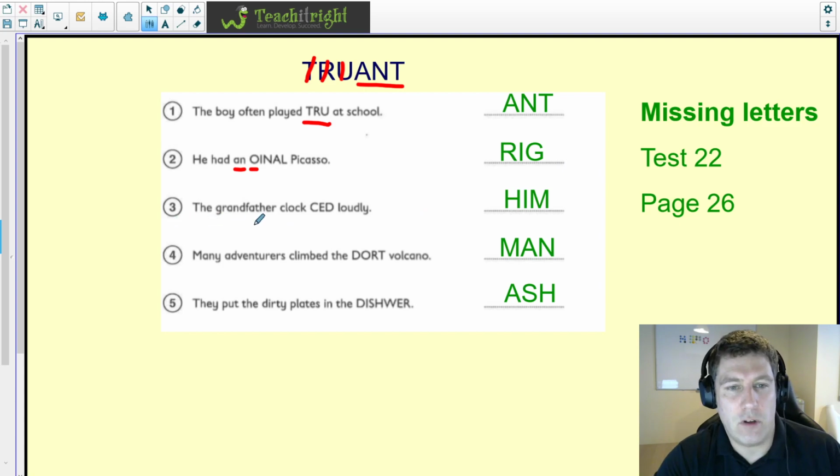Number 3, we've got the grandfather clock something loudly. And the word we're looking for here is chimed. Chimed. So C-H-I-M-E-D, chimed. Again, cross out the letters and we're left with him.